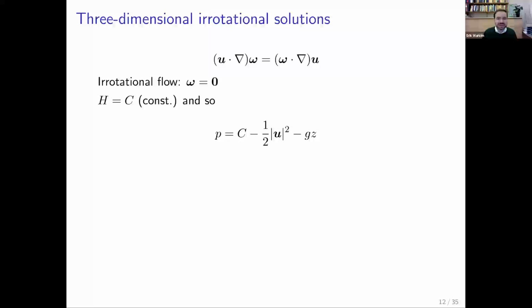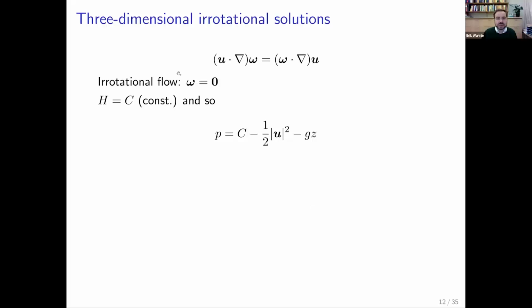Okay, so in 3 dimensions, there's considerably less work. One of the main reasons is that there is no reduction in general to an elliptic free boundary problem. But there has been work on the irrotational case, so let me say something about that.